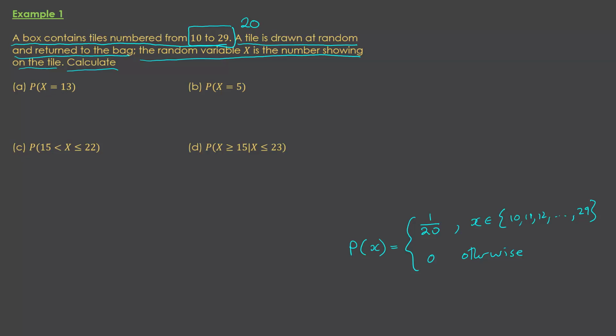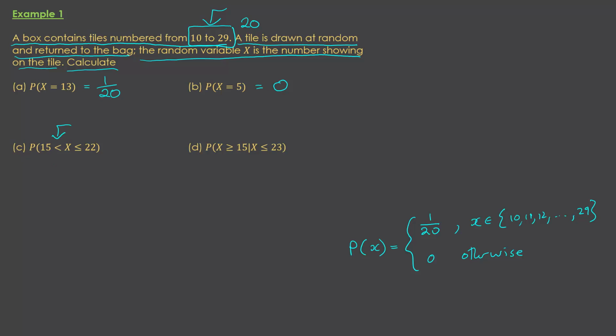The probability x is equal to 13. Well, that's just one number, so it must be 1 out of 20. The probability of x equals 5, well, that's one number, but it's a number that's not in the domain, and therefore it cannot happen. So that is going to be 0.